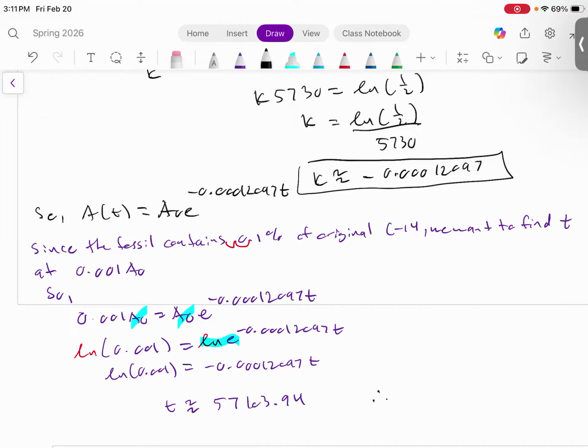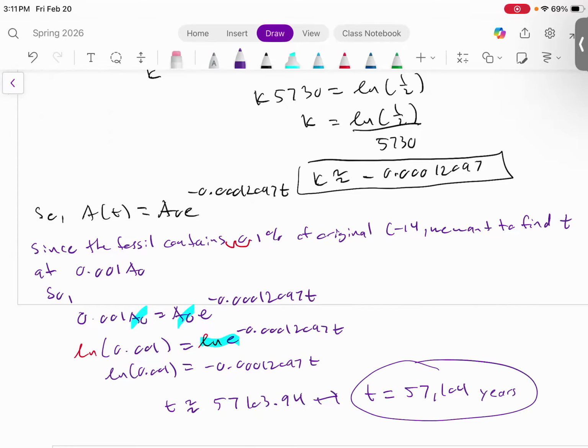So therefore, let's round it to 57,104 years, which is our answer. The age of this fossil is 57,104 years when 0.1% remains.